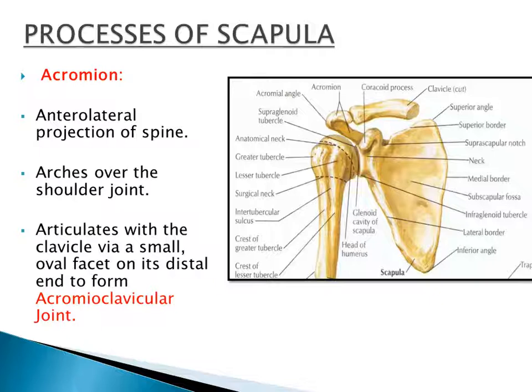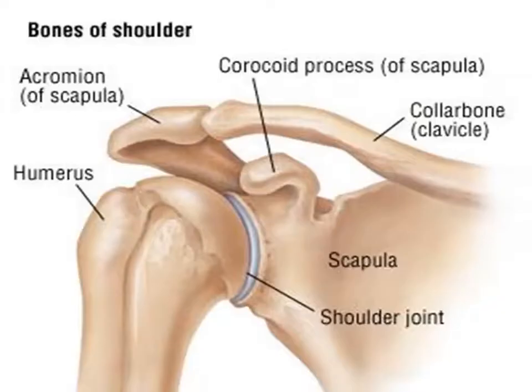It articulates with the clavicle, which is a bone which you are going to study. It articulates with the clavicle through a small oval facet on its distal end to form the acromioclavicular joint. So you can look into the figure. The acromion process, which is the extension of the spinous process, is present just above the shoulder joint, and it is articulating with the clavicle to form the acromioclavicular joint.